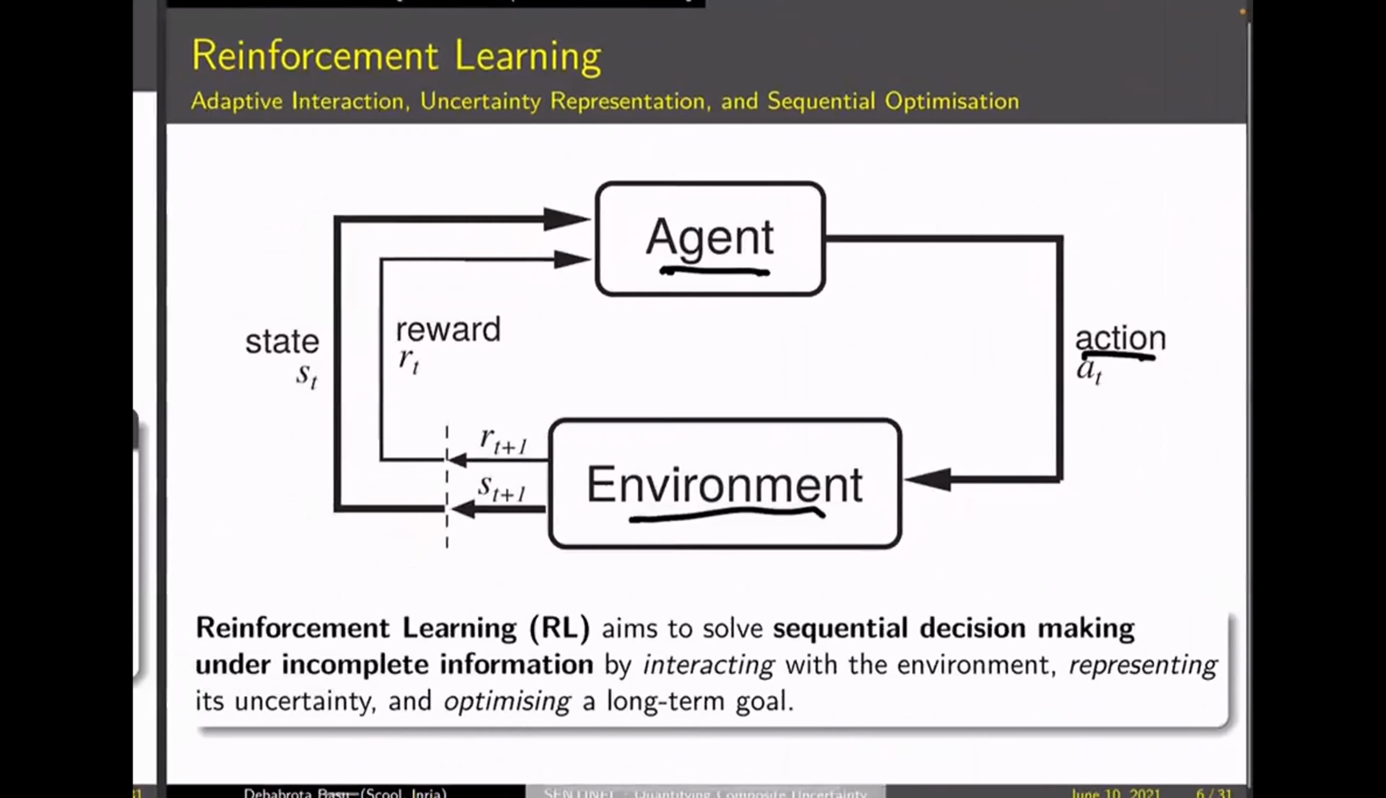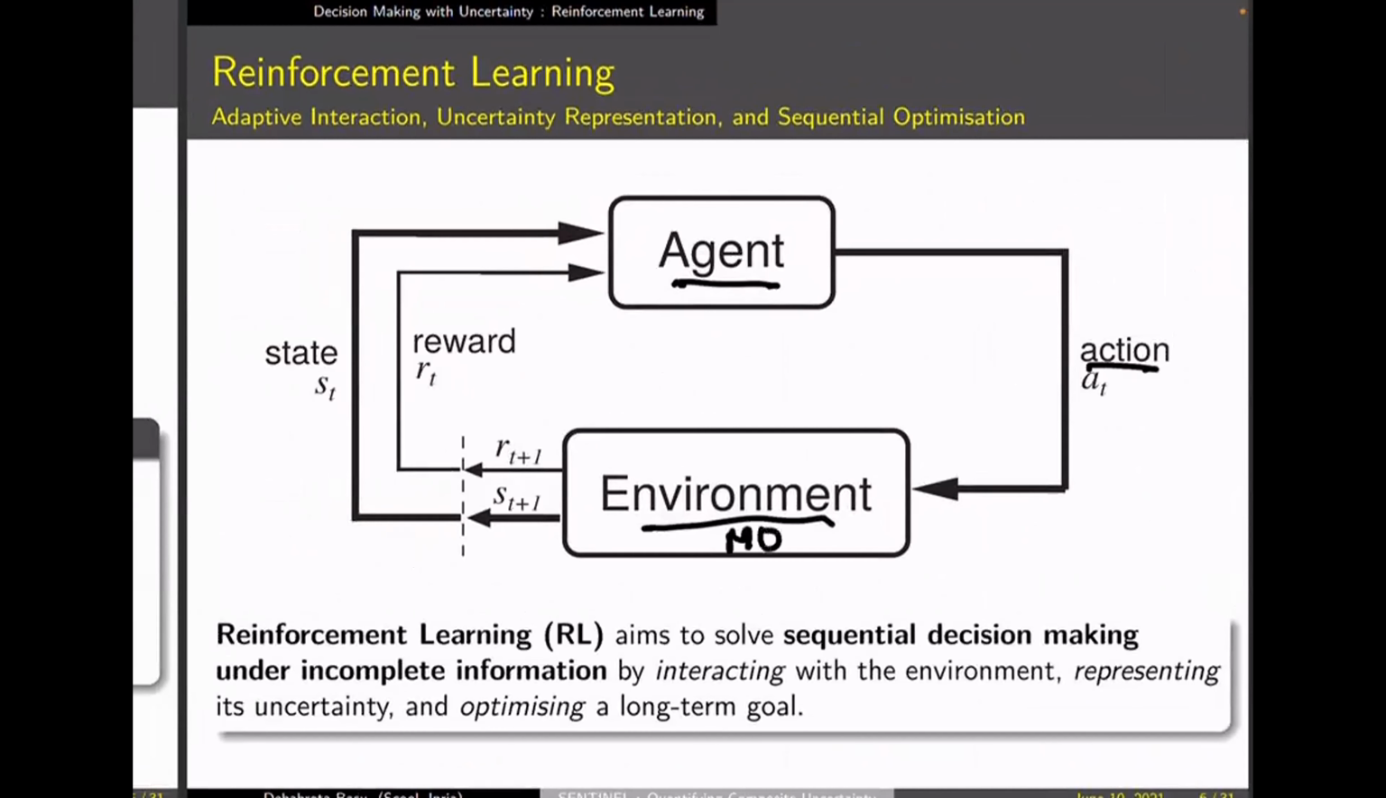That interacts with the environment, often called the MDP, and observes something out of it, that is the reward and the next state, whatever state the person goes to. Reinforcement learning aims to solve sequential decision making, just to remind ourselves again, under incomplete information. That is the main point of interest for this talk, while interacting with the environment and representing the corresponding uncertainty, because we cannot design an algorithm till we have a proper representation of this uncertainty.